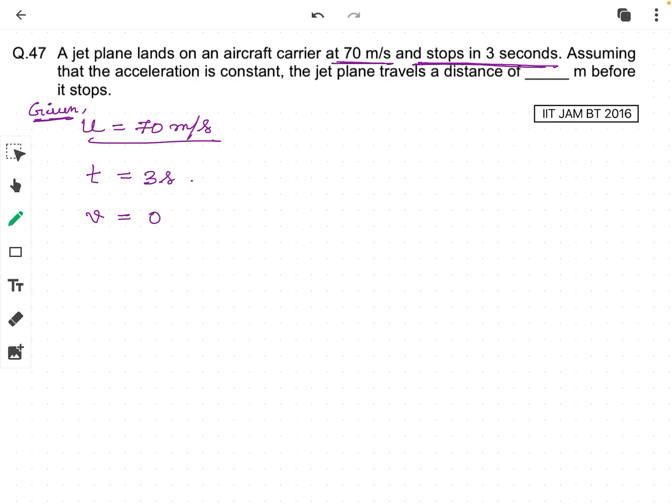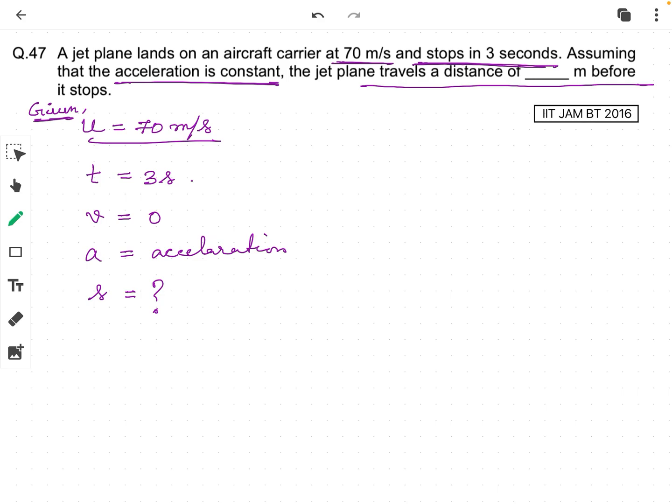Okay, and we have to assume that the acceleration is constant. So suppose a is the acceleration, and we need to calculate the distance travelled by the aeroplane before it stops. So let s be the distance travelled by the plane before it stops. So we need to calculate s.